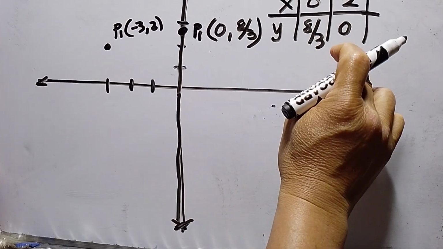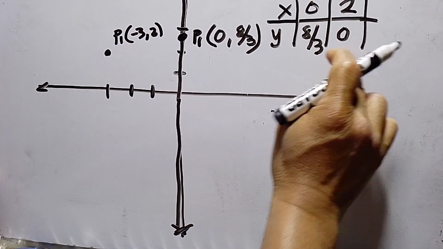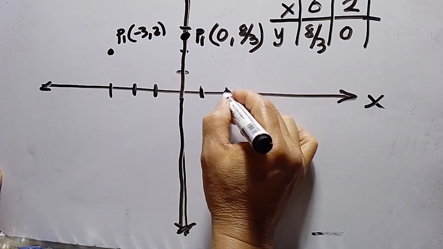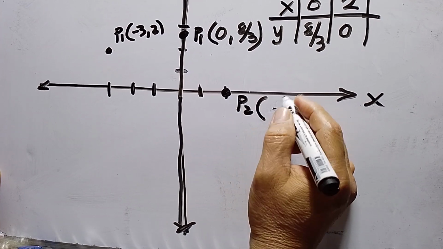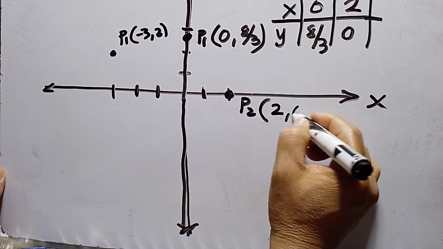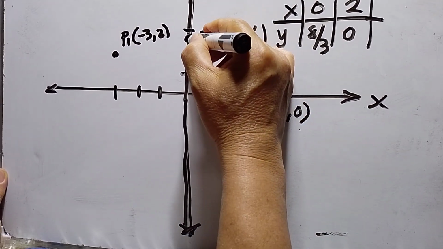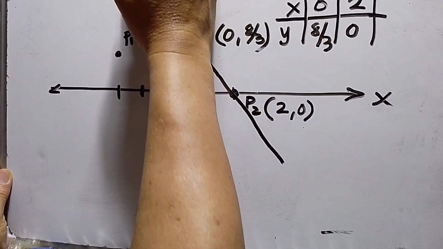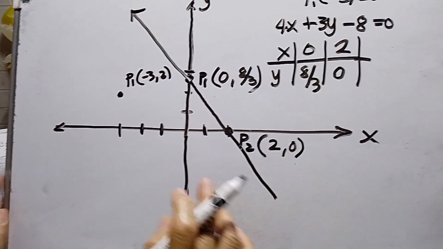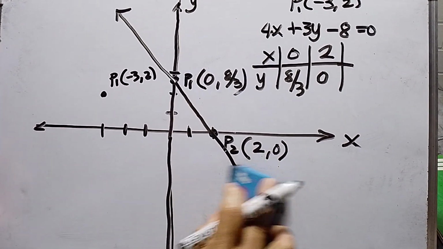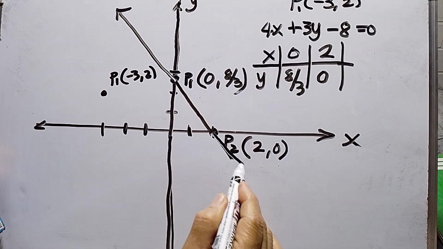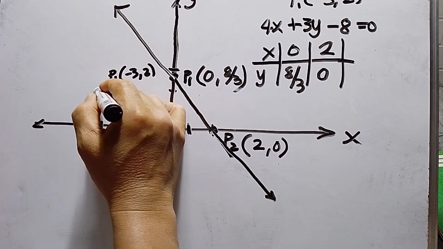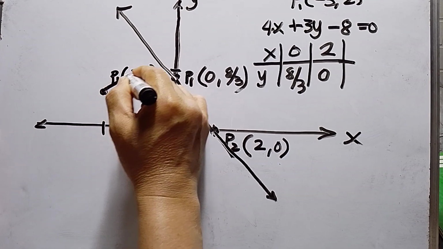Now point 2 is 2 and 0. So quadrant 1, so 1, 2. So in here, point 2 coordinates are 2 and 0. And then I need to connect these 2 points to make a line. And we'll make a straight line. And then this one, since it is perpendicular, crosses this line.